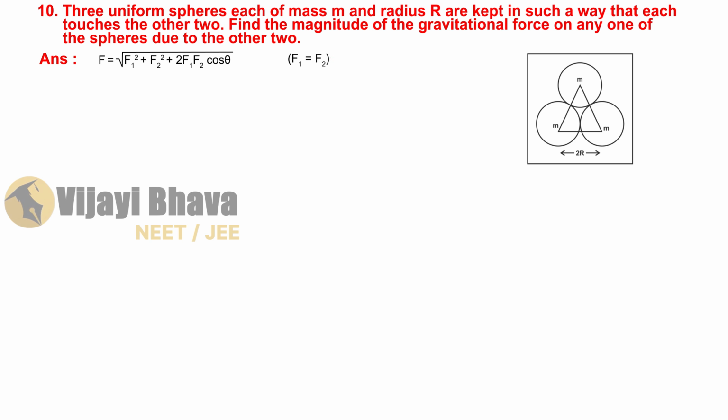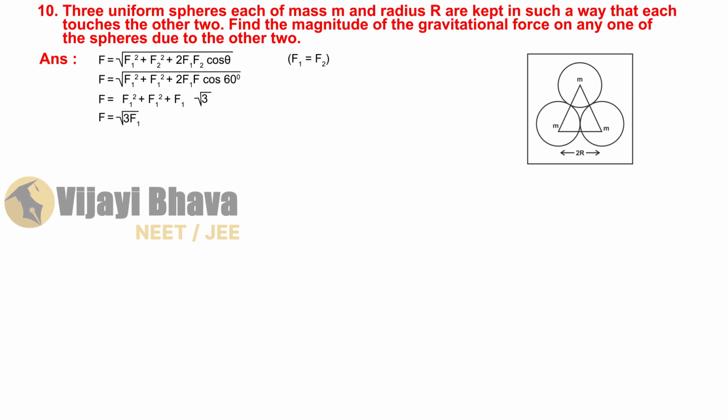Substituting this in the above formula, we get F is equal to square root of F1 square plus F1 square plus 2 F1 square cos 60 degree. We know cos 60 degree is 1 by 2. The 2 and 2 get cancelled. So the remaining component is F is equal to square root of F1 square plus F1 square plus F1 square. So the remaining is F is equal to root 3 F1.